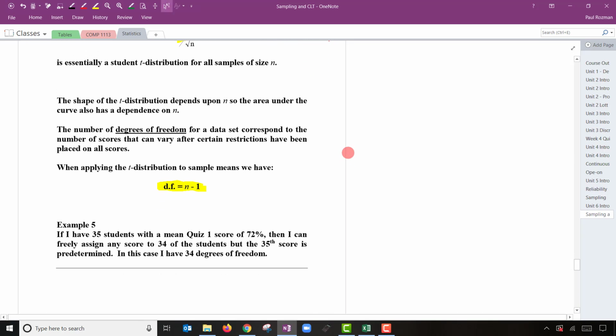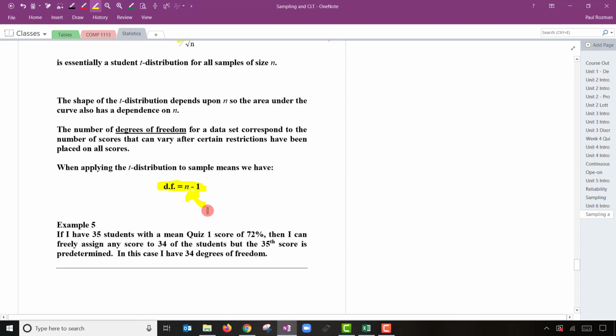Here's an example, a little bit of a description of degrees of freedom. I have a class of 35 students. The score on quiz 1 was 72. I know the mean, but then I lost one of the students' papers. Well, if I know 34 of the papers and I know the mean, technically I can throw one student out. So I only need n minus 1 students in order to accomplish anything.